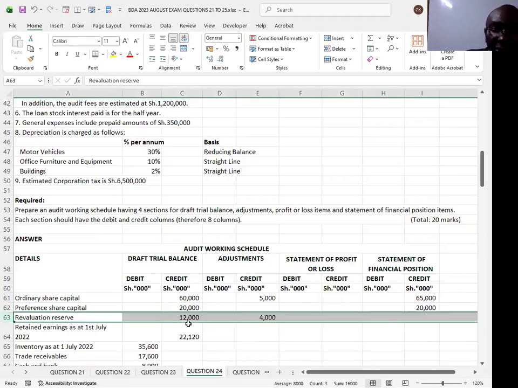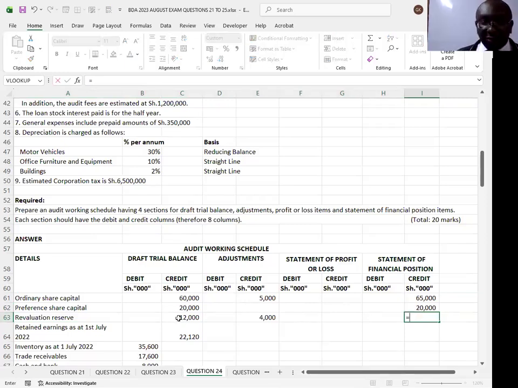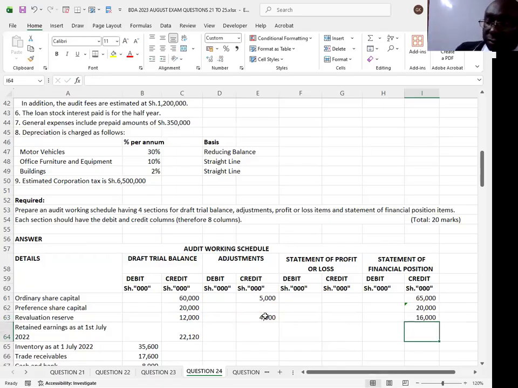Revaluation, we began with 12. We adjusted with a credit of 4. So we should close here with a credit of 12 plus 4.